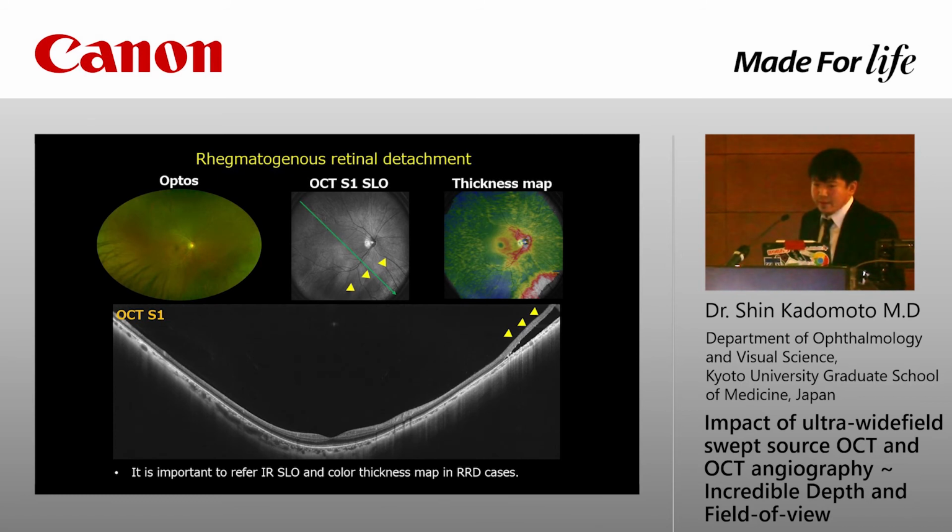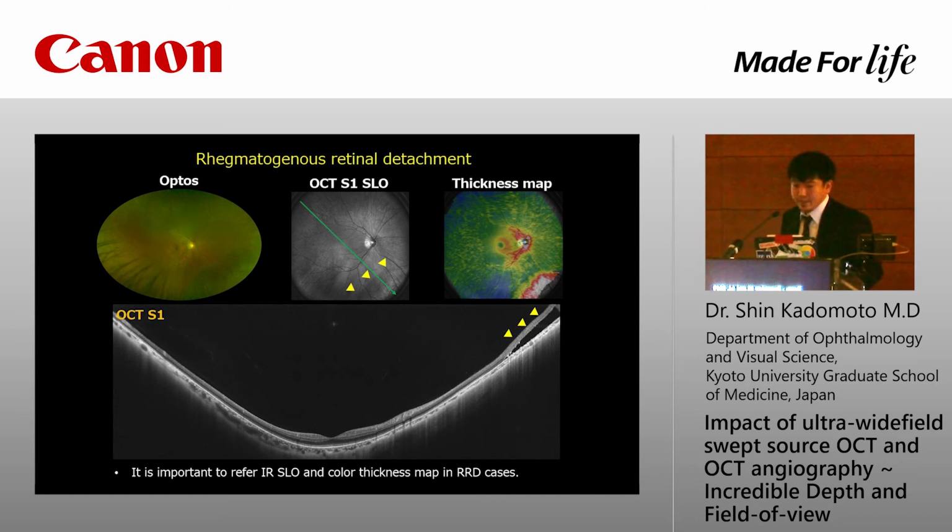This is a case of nasal inferior retinal detachment, which is not captured by conventional 45-degree color fundus photography. OCT S1 detects the nasal inferior retinal detachment without steering the eye. It is important to refer to the IR, SLO, and color thickness map in RRD cases.